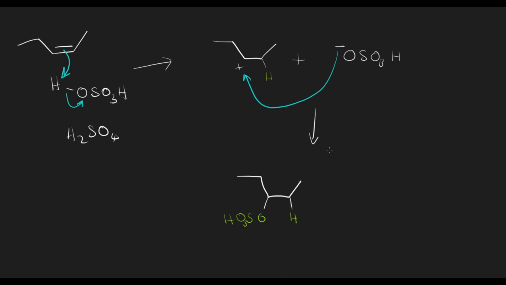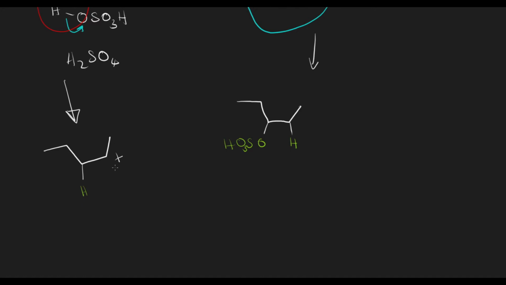Now, you might be thinking it would have been perfectly reasonable when I did this step, instead of ending up with the hydrogen here, to instead put the hydrogen here. So let's do that as well. Let's go this way for this step. So in that case, I'd end up with this molecule, and then I would react again with the remaining negatively charged OSO3H.